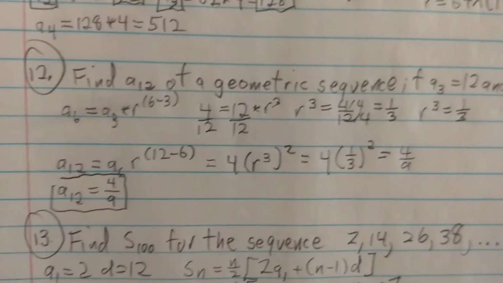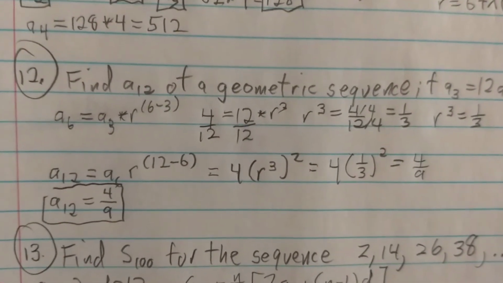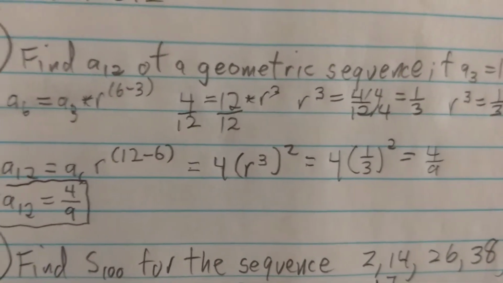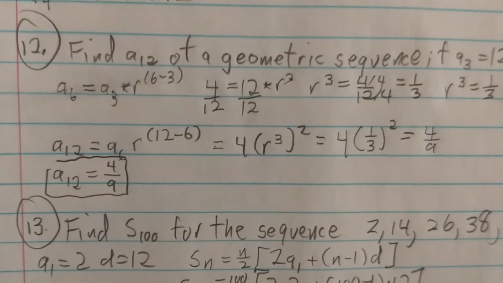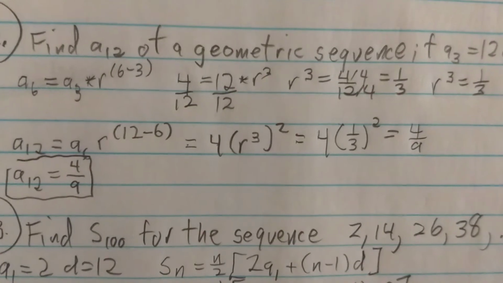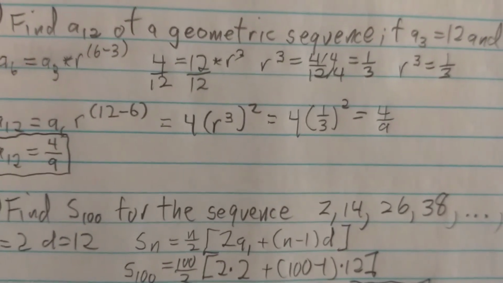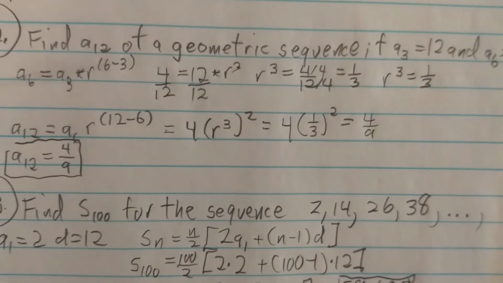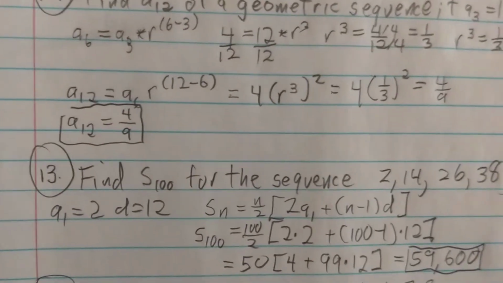So now I can do a little shuffling of the numbers to say a sub 12, which we want, is a sub 6 times r to the 12 minus 6. Using what we know r to the third to be, 4 times r to the third squared is r to the 6th, and 4 times -1/3 squared, -1/3 times -1/3, is 1/9. So our a sub 12 is 4/9, and that's what we needed.